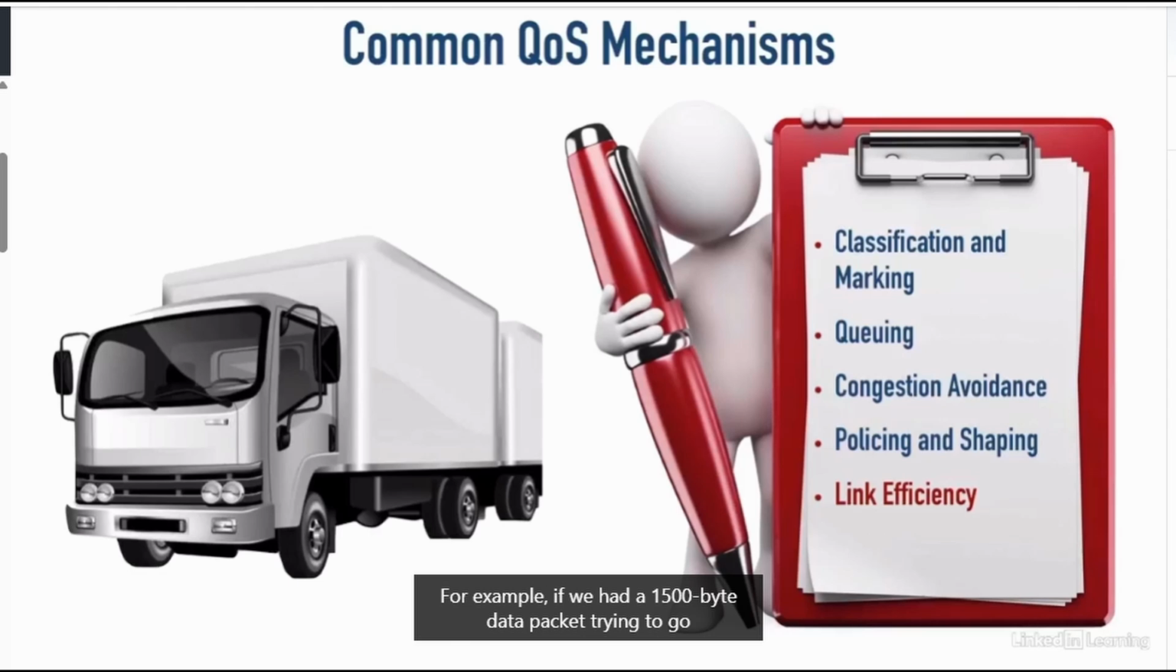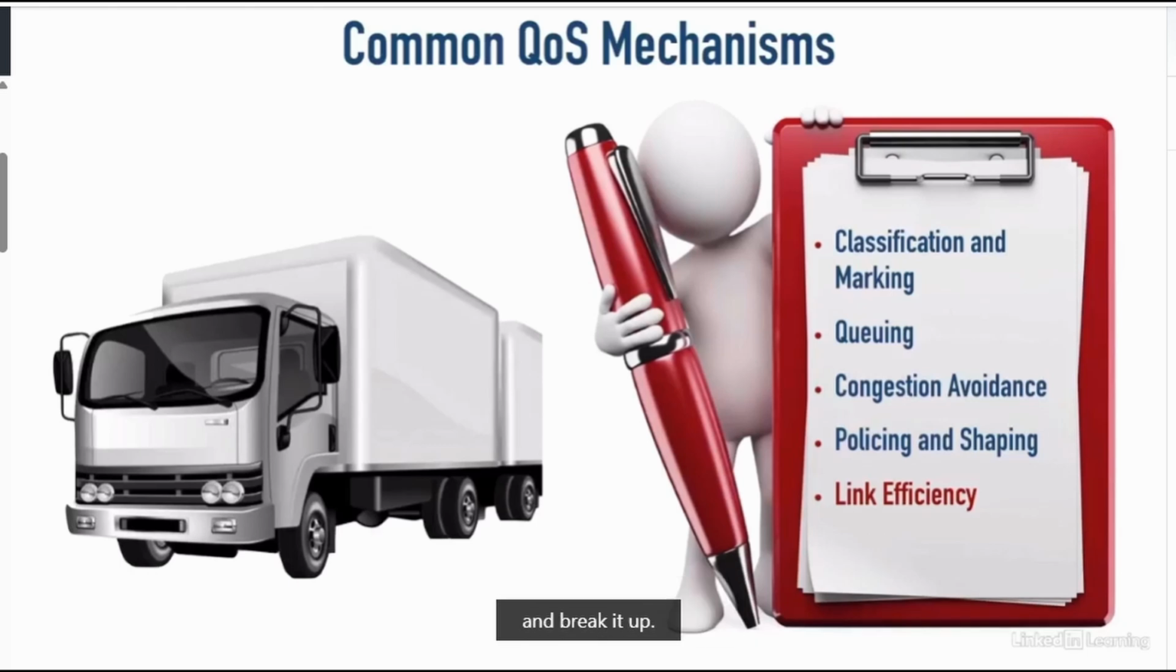For example, if we had a 1500 byte data packet trying to go out of an interface, just to give you an extreme example, if we had a really slow WAN link, let's say 56 kilobits per second, just because of easy math, it would take 214 milliseconds just for that data packet to get out of the interface. And that would adversely delay the voice traffic, and it would give us poor voice quality because we've got too much delay. What we can do instead is take that big data packet and break it up.